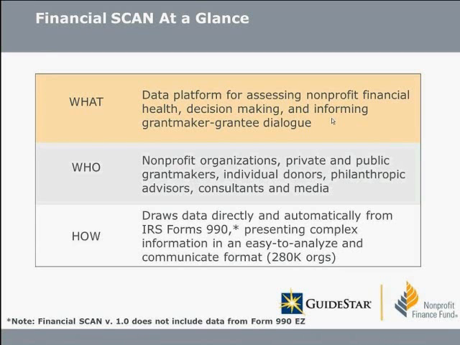And how it works: the Financial Scan automatically pulls data from digitized IRS Forms 990 that are available on GuideStar's website. It's important to note that the Financial Scan is currently only able to pull digitized data from the regular Form 990, not the Form 990 EZ or 990PF. And that gives us a universe of organizations available in Financial Scan of about 250,000 nonprofit organizations.